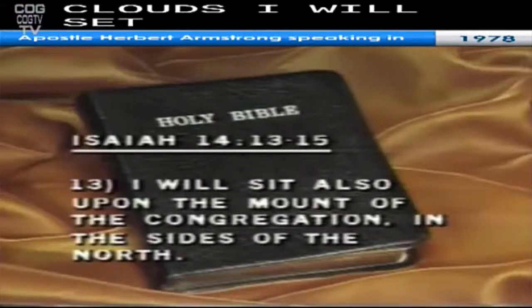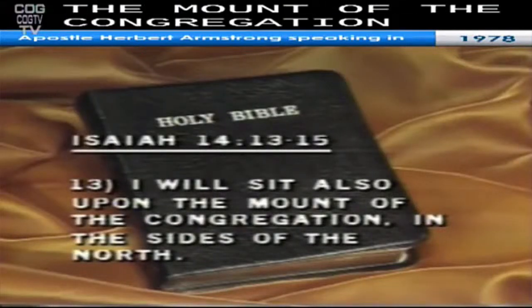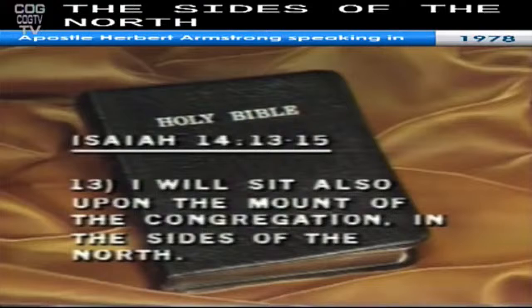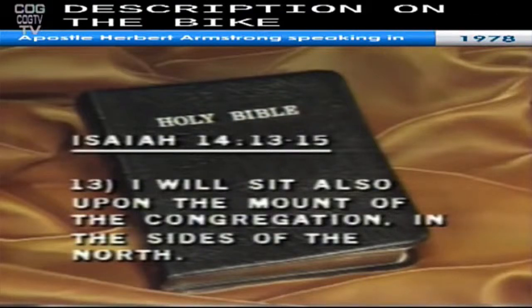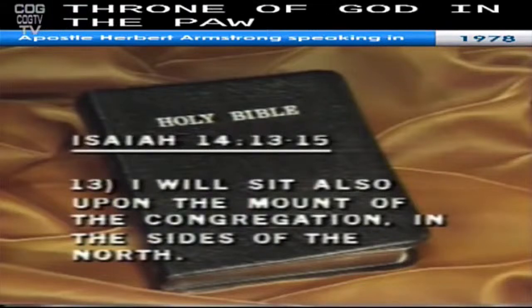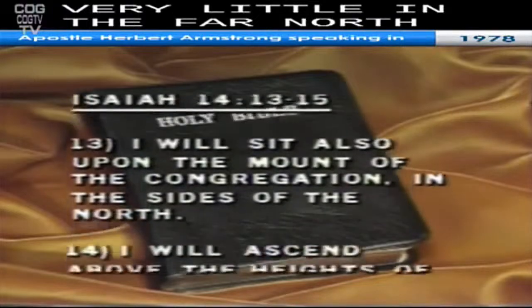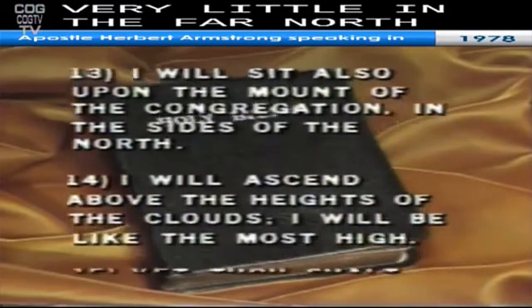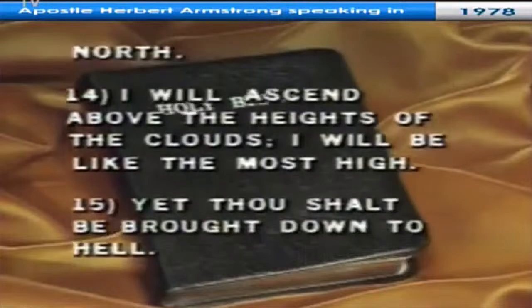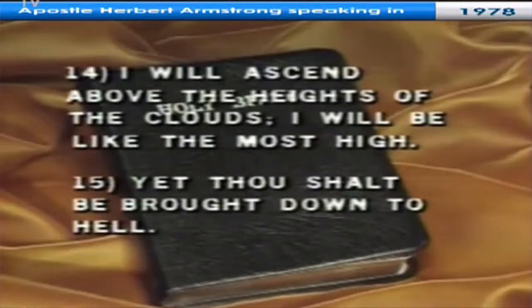"I will sit also upon the mount of the congregation, in the sides of the north." That is the only description in the Bible of the place of the throne of God in the far north. Astronomers find very little in the far north. He continued and said, I will ascend above the height of the clouds. So he was on the earth.